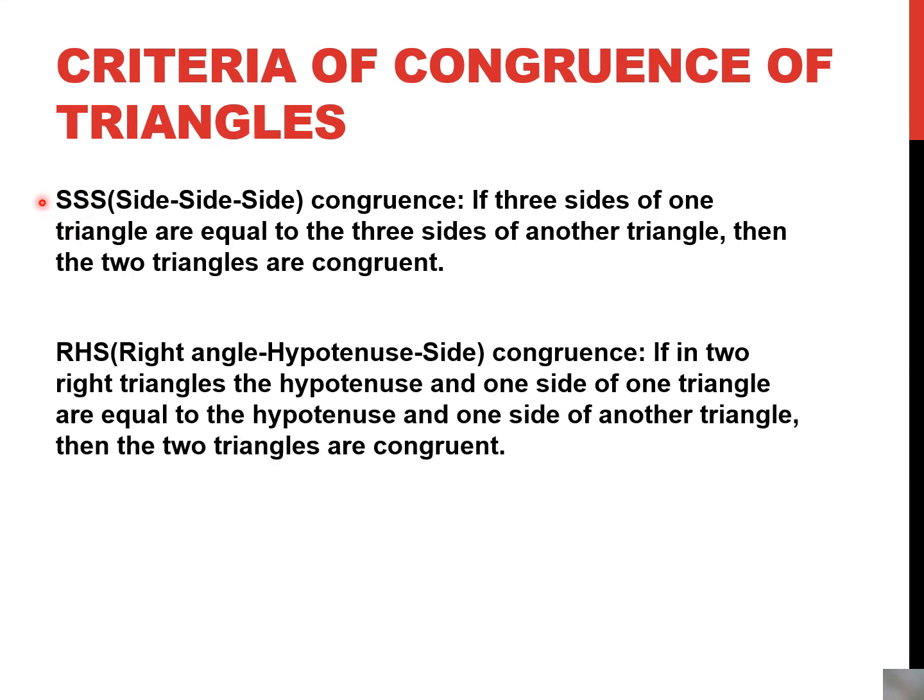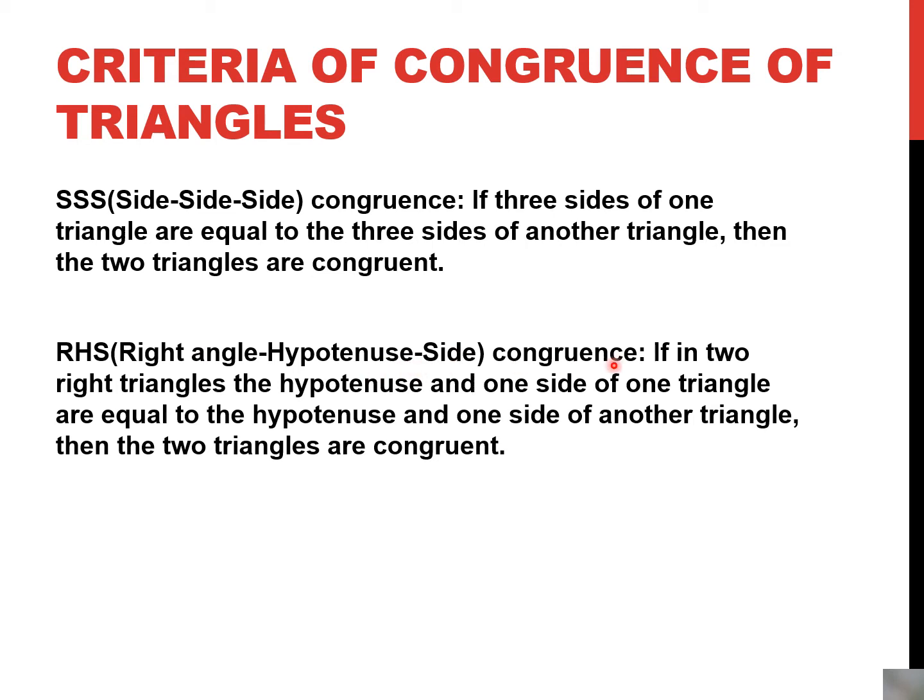One more criteria we have is SSS, where we are talking about the three sides. Okay, so all the three sides of one triangle are equal to the three sides of another triangle. There is one more criteria for right angle triangle, which is called RHS. R stands for right angle, H for hypotenuse, and S for side.